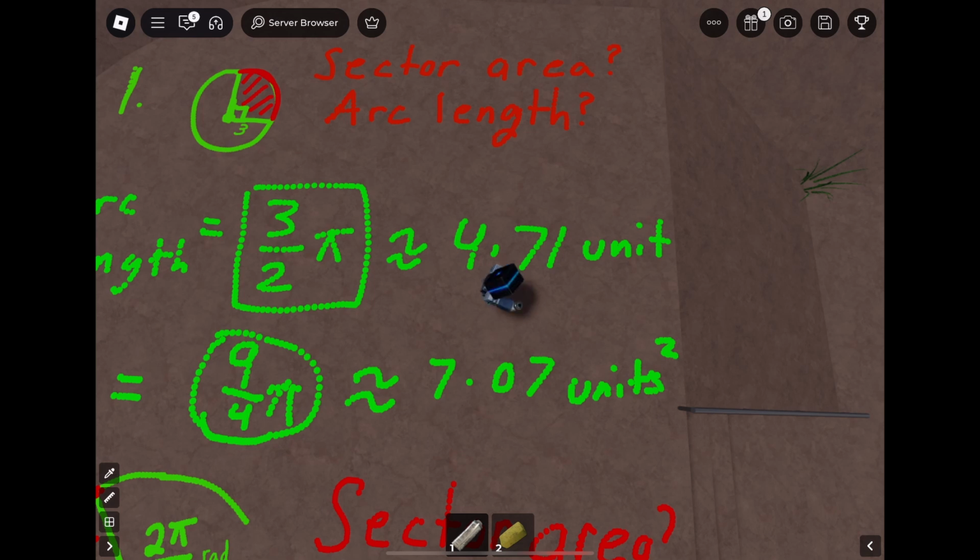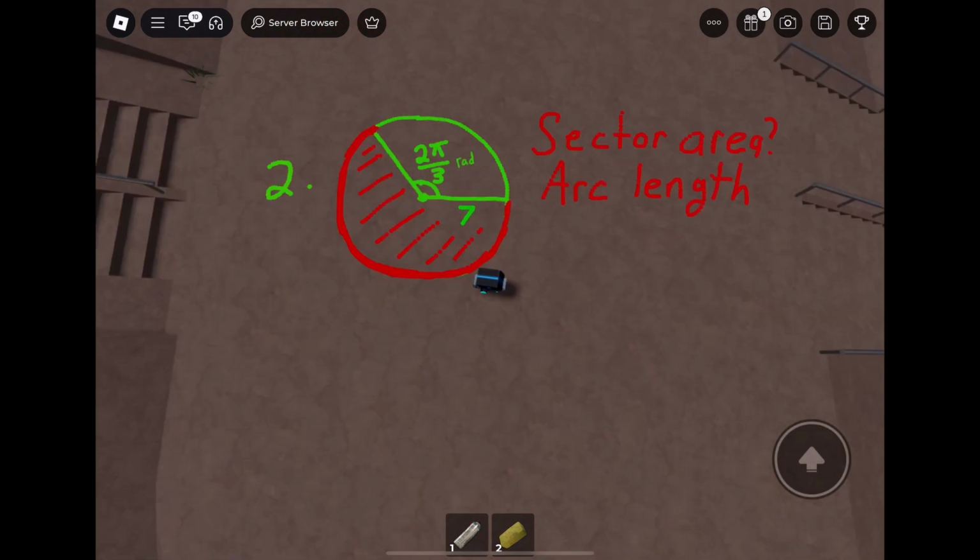Let's move on to the next problem down here. In this problem, I've given you that the radius of the circle is 7, but the angle, 2 pi over 3 radians, is not the angle that you can use to solve this problem. The angle you're going to want to use is this angle over here. And how can you find that angle?